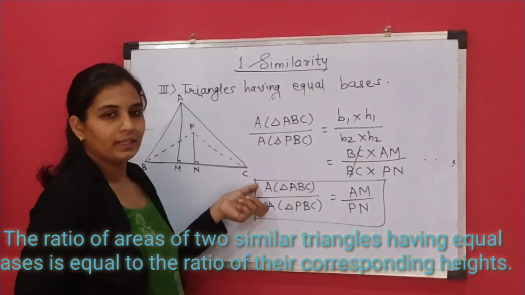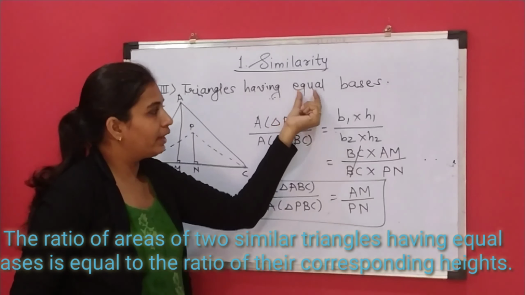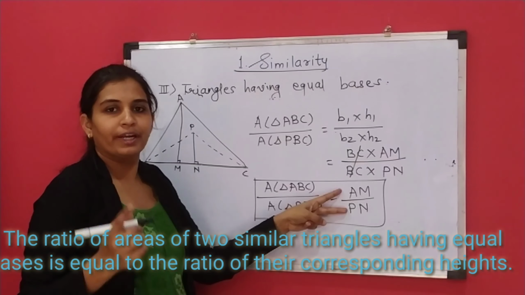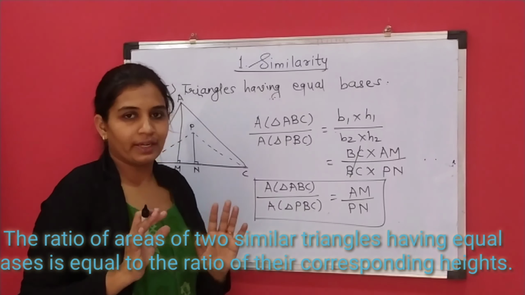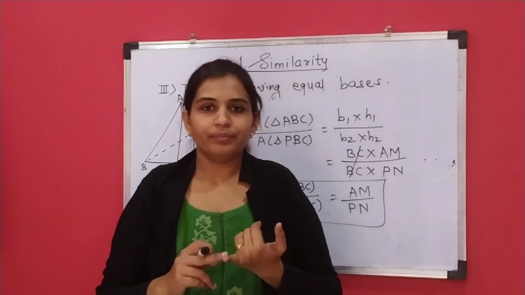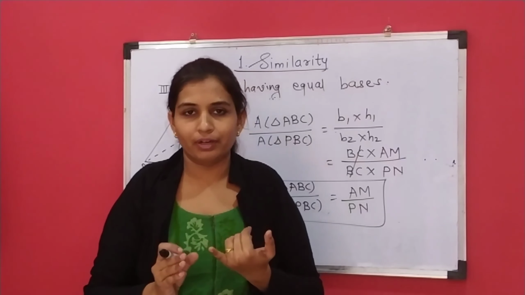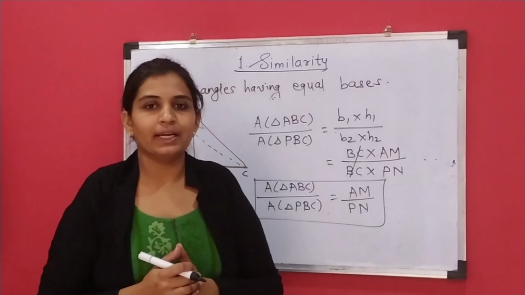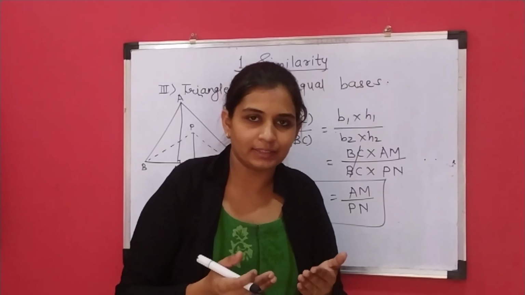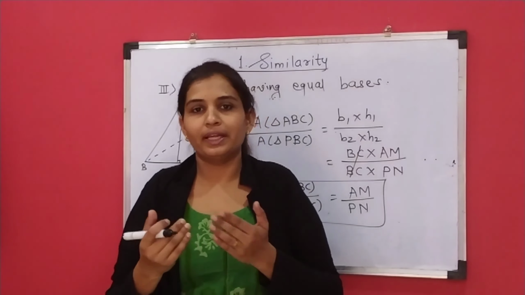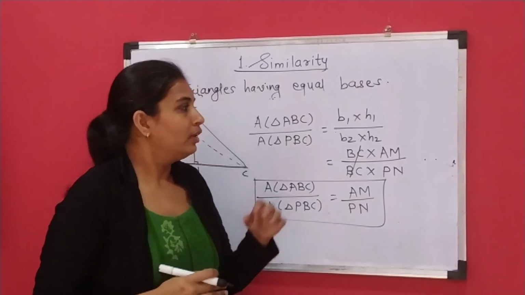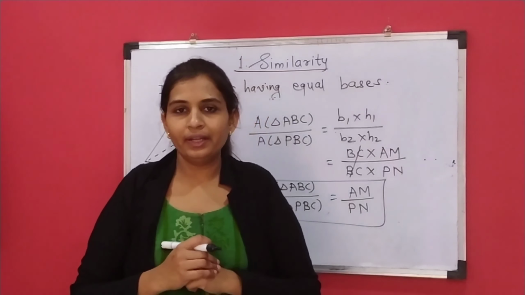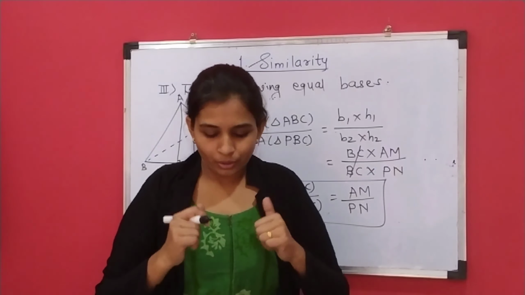Ratio of areas of two triangles having equal bases is equal to the ratio of their corresponding heights. Means what we get, guys? If two triangles are there, their ratio of areas will be equal to the ratio of the products of corresponding bases and heights. Another property was that if the triangles have equal heights, then the ratio will be equal to the ratio of their bases. And if the triangles have equal bases, the ratio will be equal to the ratio of corresponding heights. Did you get it? Good.